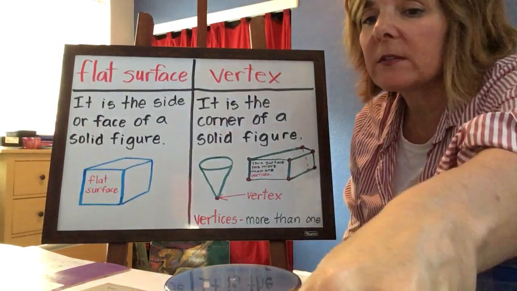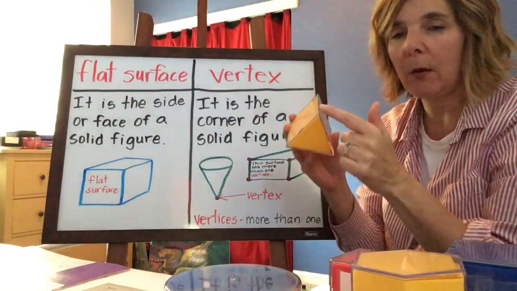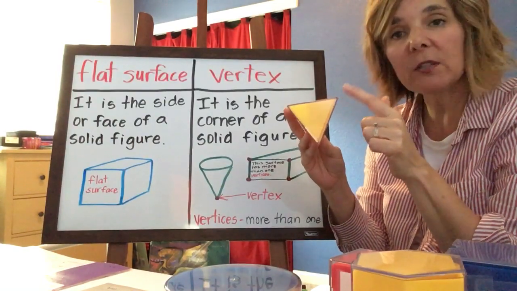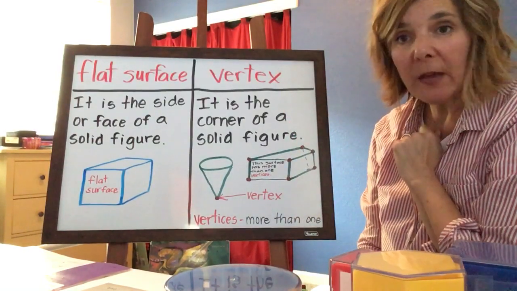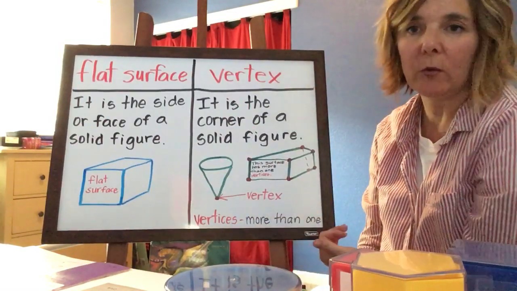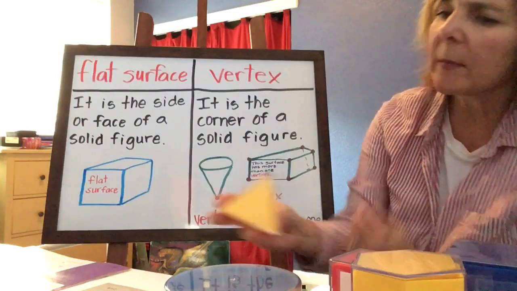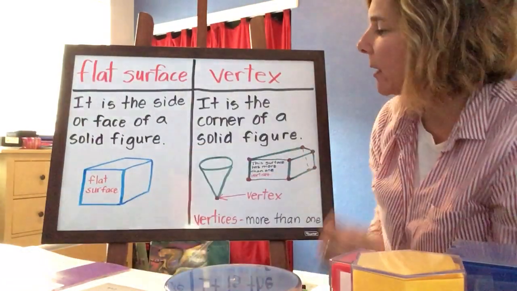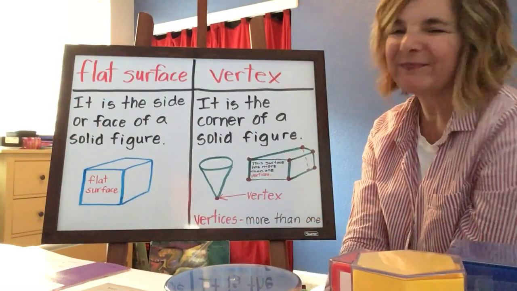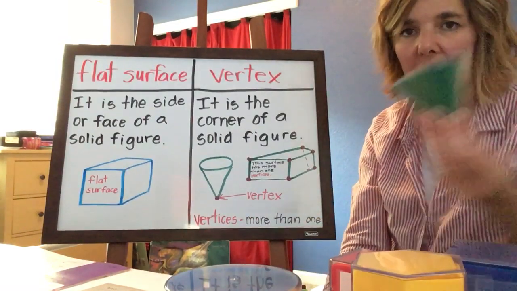So I'll pick up this triangular prism again and I'll point to a vertex, a corner. Now I'm just pointing to one of them. But if an item has more than one vertex, we call it vertices, which means more than one. Let's look at my example that I drew of a solid figure with the vertices. Well, first I drew a cone. That's my favorite one, right? Because it looks like an ice cream cone.